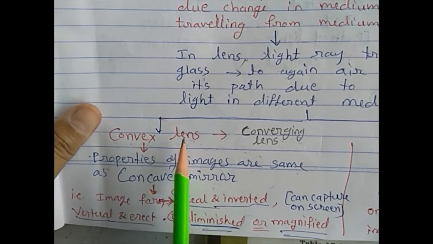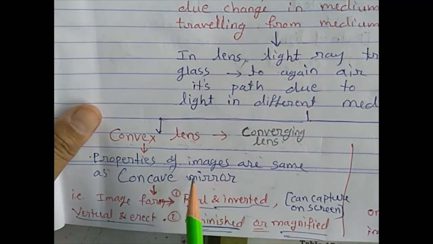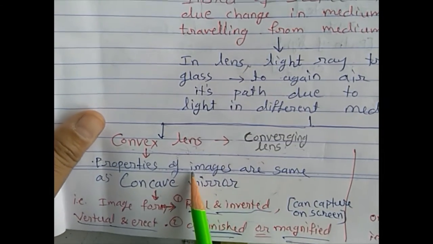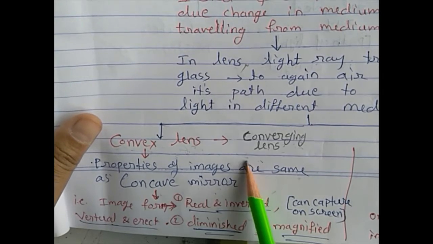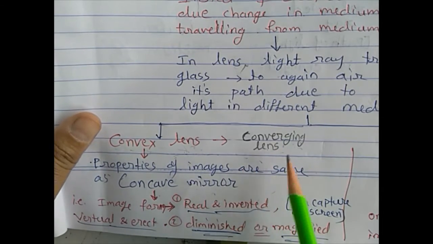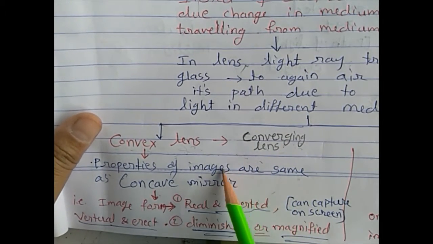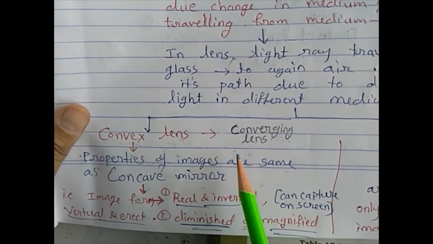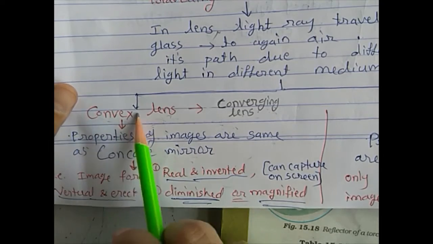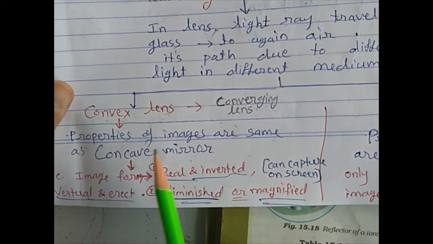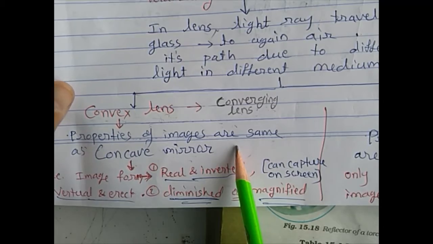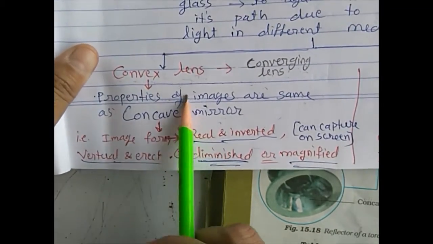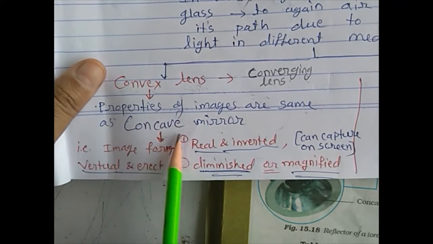मतलब convex lens और concave mirror दोनों के case में, the reflected light rays get converge, and due to this convergence in both cases the properties of images are same here. Okay, so this was important. So how are the properties of convex lens and concave mirror?